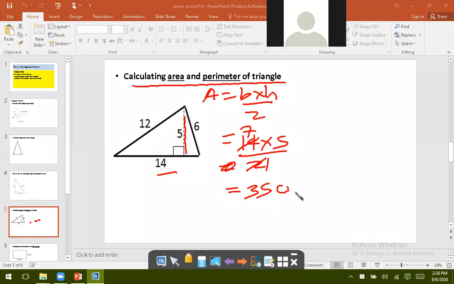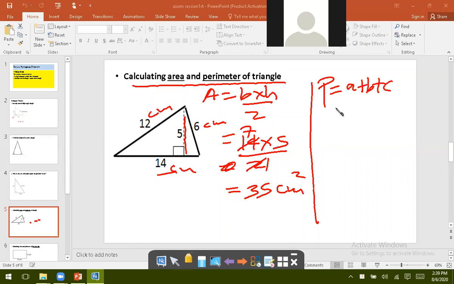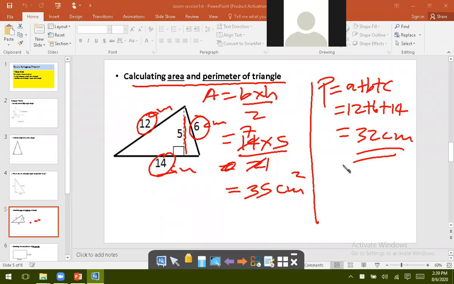And let's find the perimeter. So the perimeter in a triangle is adding all the sides. So a plus b plus c. So you add 6, 12, and 14 here. So 12 plus 6 plus 14 equals 32. Is that clear? Okay. Let's move on to the next.